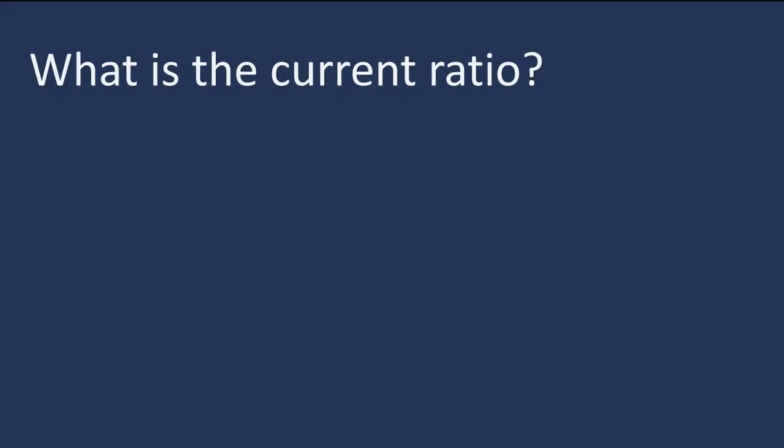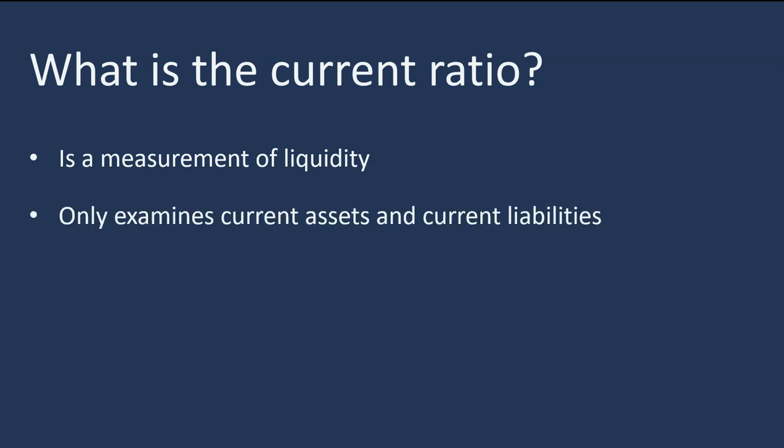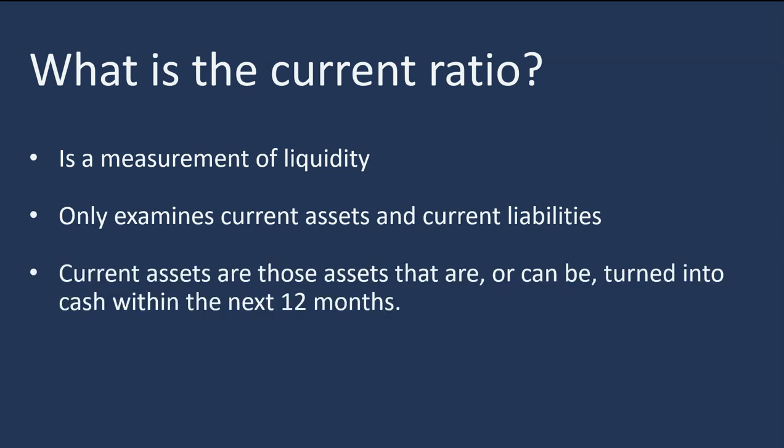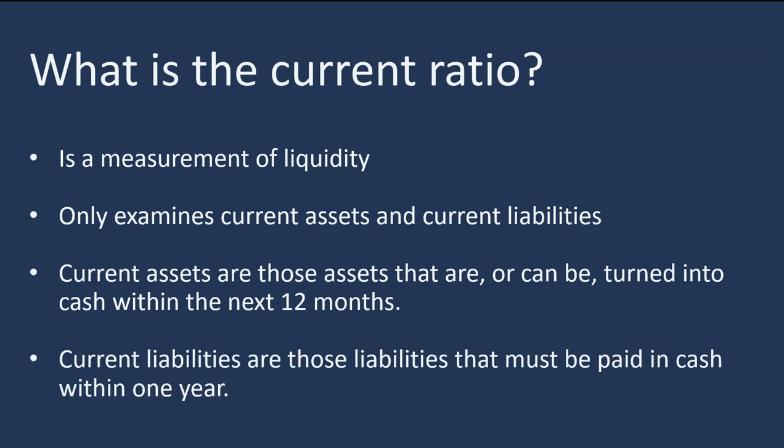So what is the current ratio? Well, the current ratio is a measurement of liquidity. So if we talk about different types of ratios, this is one of the ones that looks at the liquidity of a firm. It only examines the current assets and current liabilities. The current assets are those assets that are cash or can be turned into cash within the next 12 months. So it's only current assets. And current liabilities are those liabilities that must be paid in cash within 1 year or 12 months.